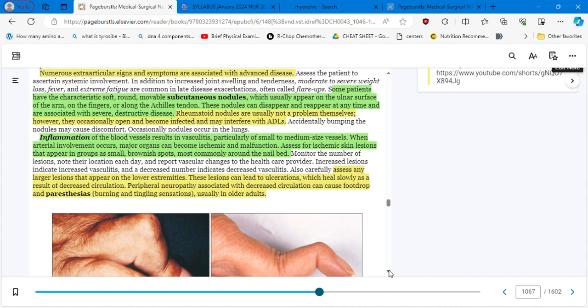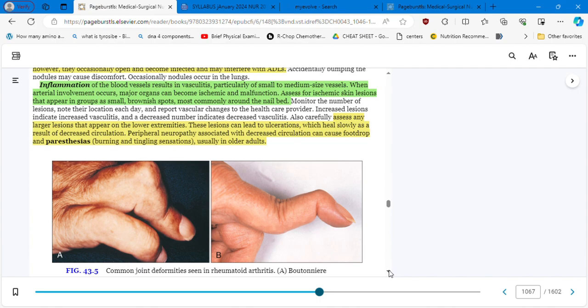Assess for ischemic skin lesions that appear in groups as small brownish spots, most commonly around the nail bed. So we are looking for small brownish spots, most commonly around the nail bed. Assess any large lesion that appears on the lower extremity. These lesions can lead to ulcerations, which heal slowly as a result of decreased circulation. Peripheral neuropathy associated with decreased circulation can cause foot drop and paresthesias. We already reviewed what paresthesias is: burning and tingling sensations, usually in older adults.